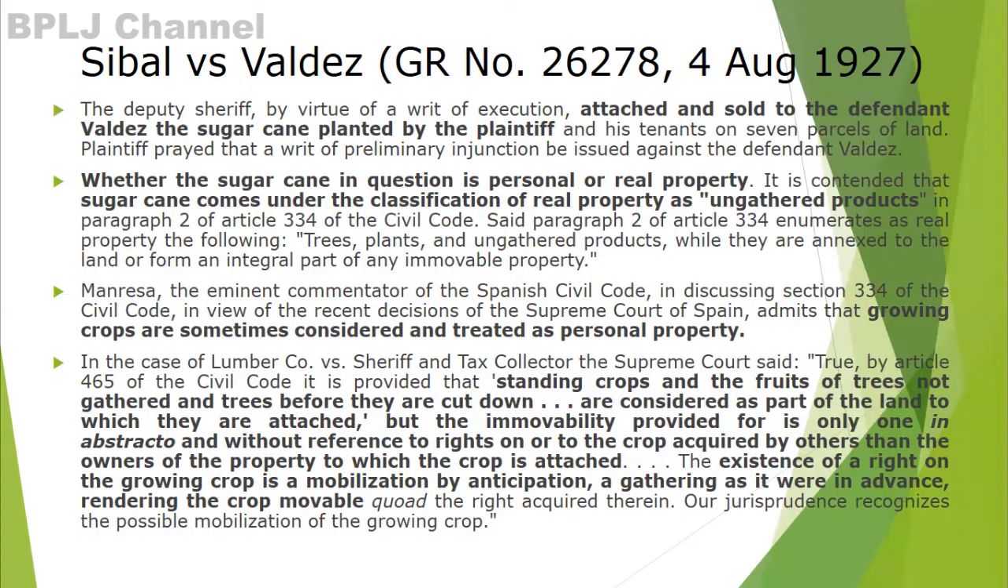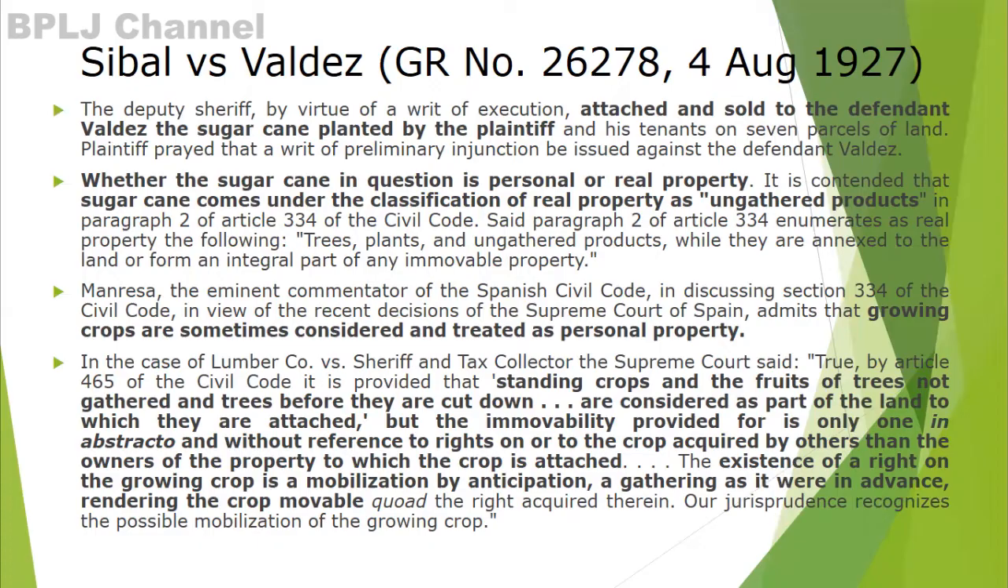So the Supreme Court said standing crops and the fruits of trees not gathered and trees before they are cut down are considered as part of the land to which they are attached. But the immovability provided for is only one in abstracto and without reference to rights on or to the crop acquired by others than the owners of the property to which the crop is attached. The existence of a right on the growing crop is a mobilization by anticipation, a gathering as it were in advance, rendering the crops movable.